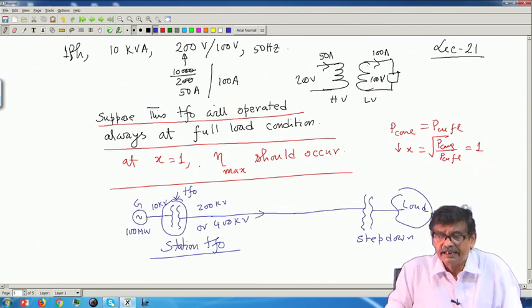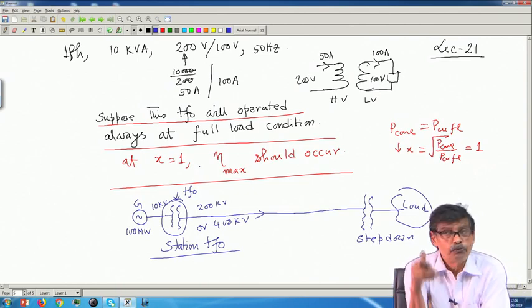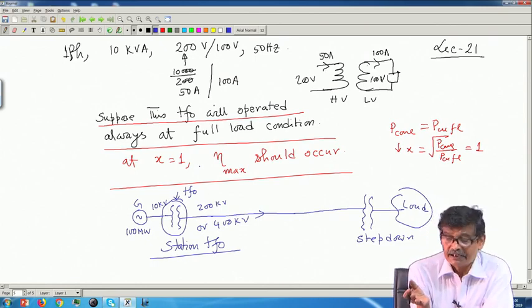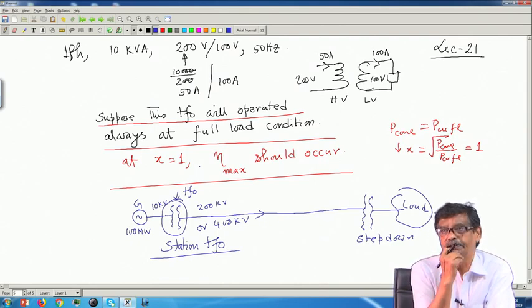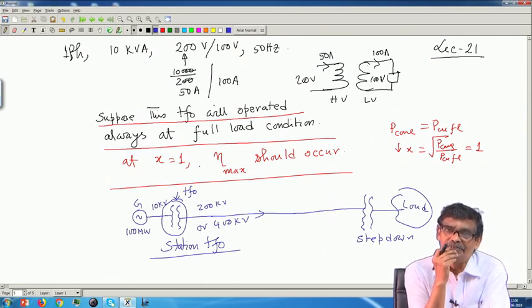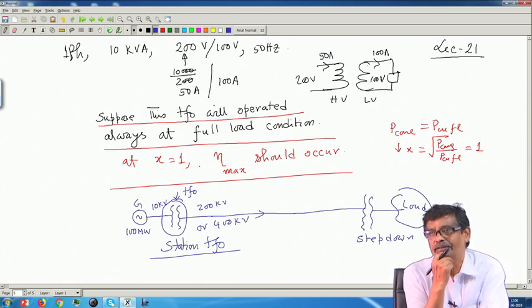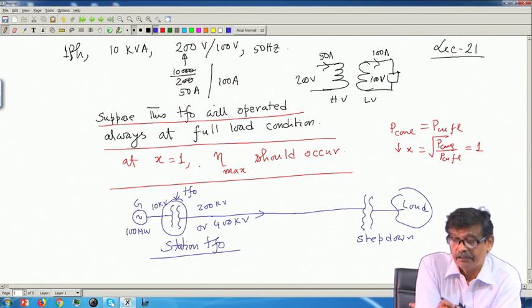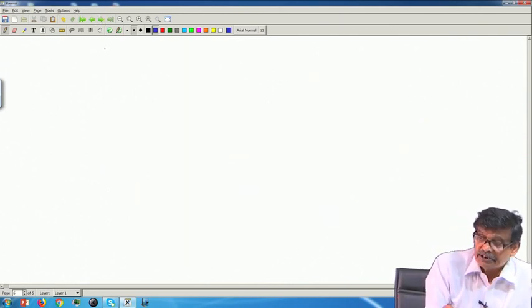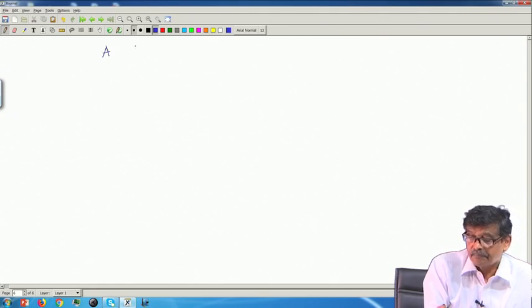But if that be the case, and the argument I put forward earlier, that you are purchasing a transformer and you must see that it is always operating at full load condition. But what happens is this, this is sometimes not in your hand. I will give you an example. A distribution transformer, for example.